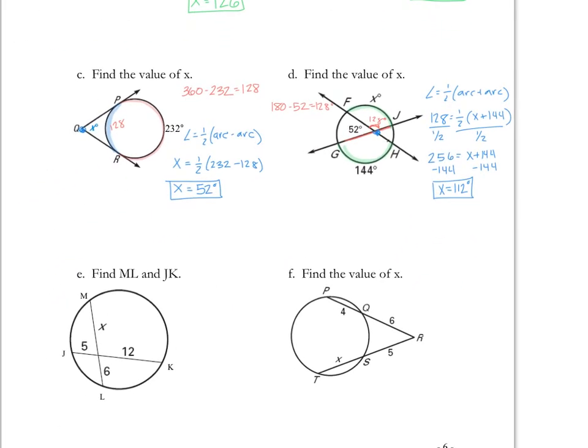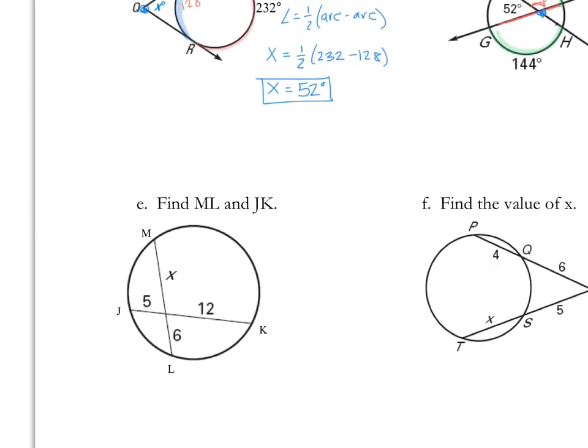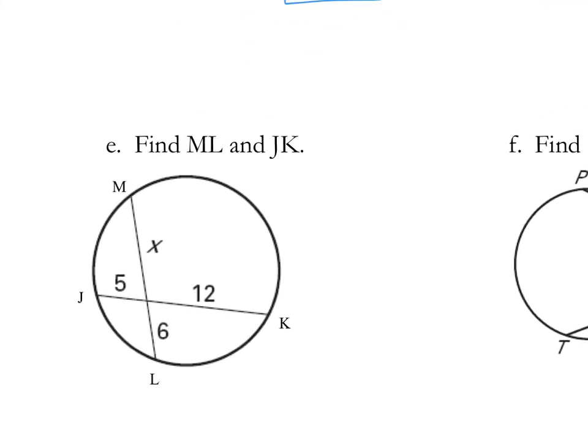All right, so those are all arcs and angles. These are segments. So I need to find ML and JK. I know the vertex is inside the circle, so that means that I'm going to do part times part equals part times part. So that's my key, my equation.